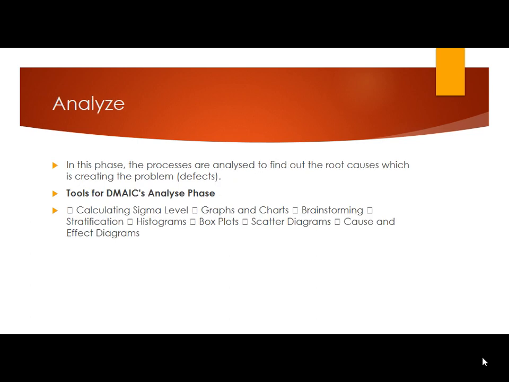Next is analyze. In this phase, the processes are analyzed to find out the root causes which are creating the problems or the defects. Various tools for the DMAIC analyze phase are calculating the sigma level, graphs and charts, brainstorming sessions, then stratification, histograms, box plot, scatter diagram, cause and effect diagram, 5 Why analysis, failure mode and effect analysis, and impact control matrix. So these are various tools that can be used for the analyze phase.